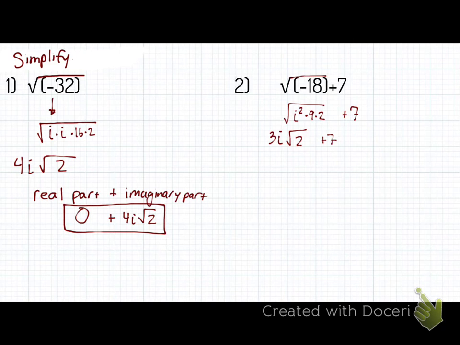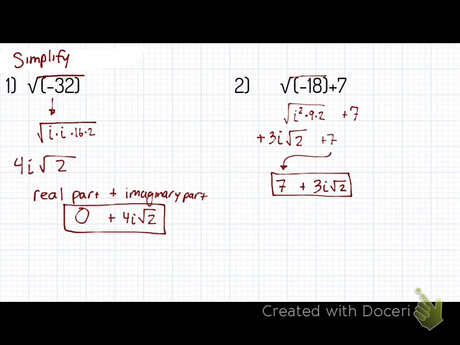Now I notice that my imaginary number is first and then my real number, the constant, is second. I want to flip the sides of where it's at, so I'm just going to put the 7 in the beginning. And then this is a positive 3i rad 2, so I'm going to put positive 3i rad 2 here. And that's it. That is number 2.